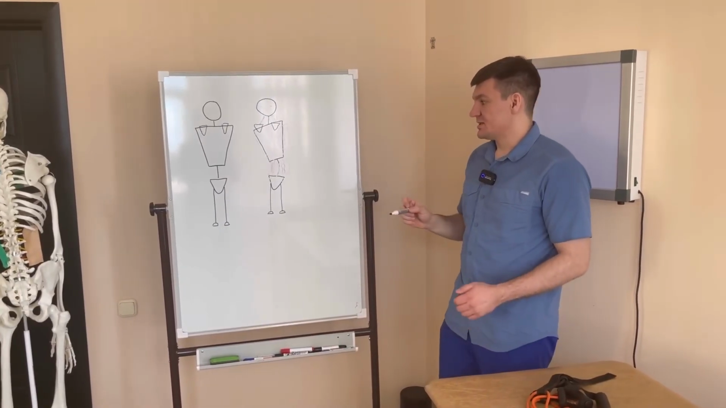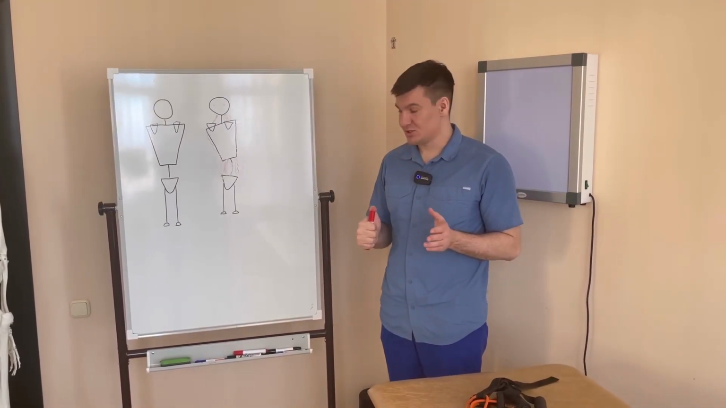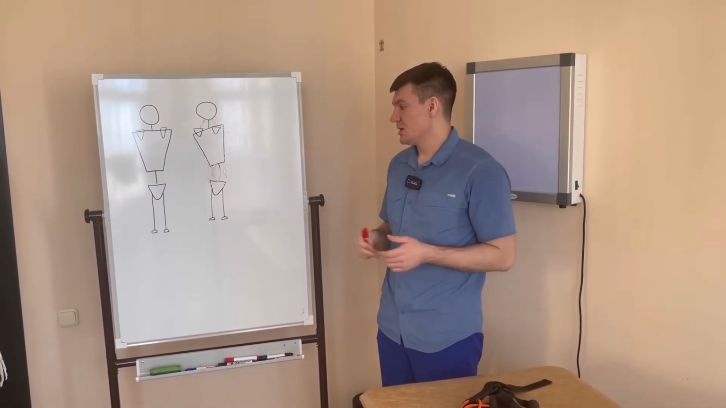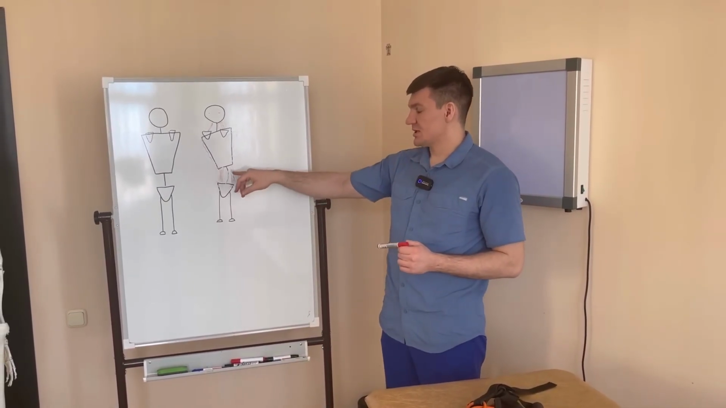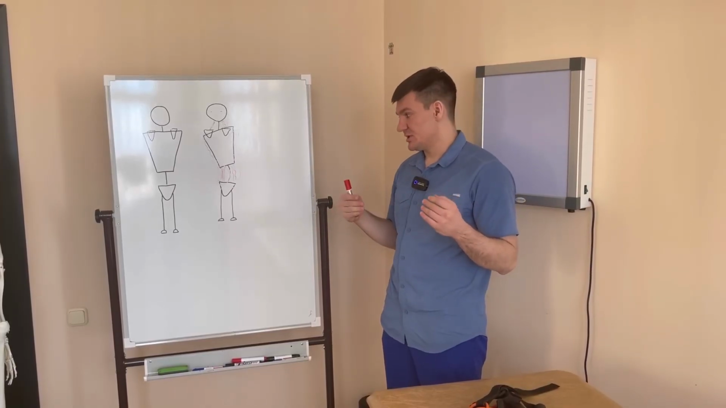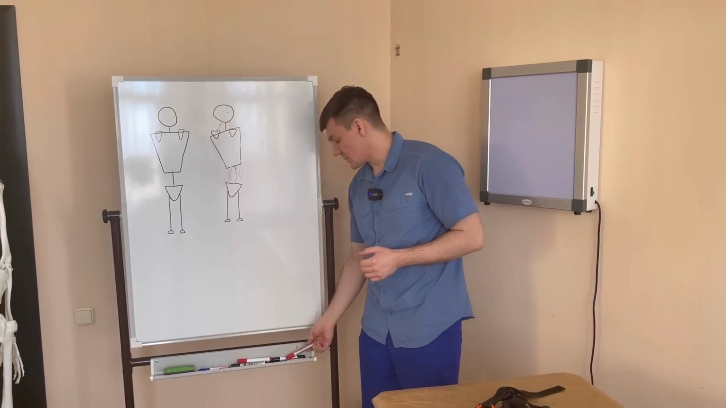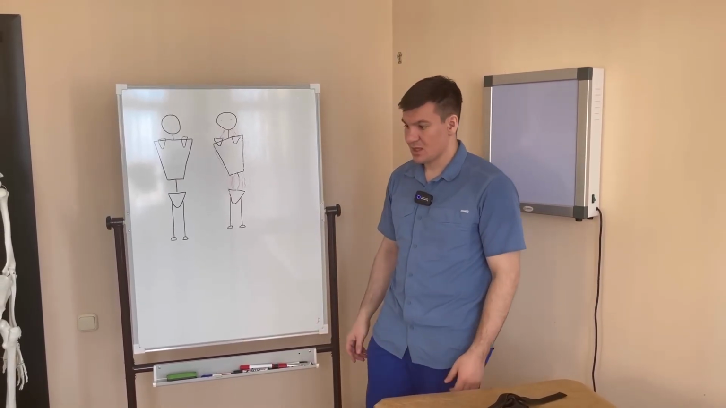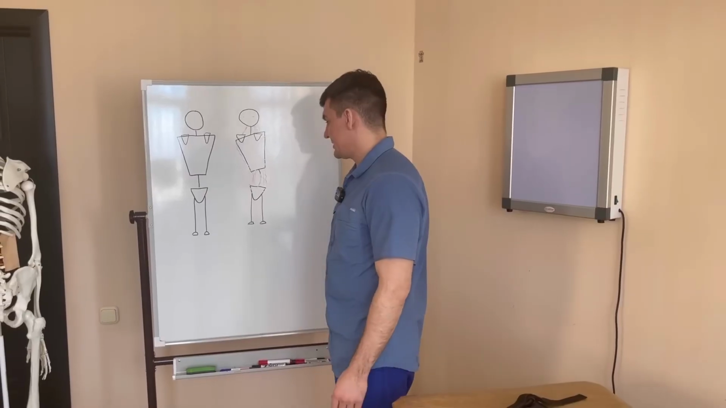To understand from which side the quadratus muscle needs work, first, you need to understand it. To understand from which side the square muscle is shortened and from which side it's longer, there are a few tests. The first of them is the tilt test.